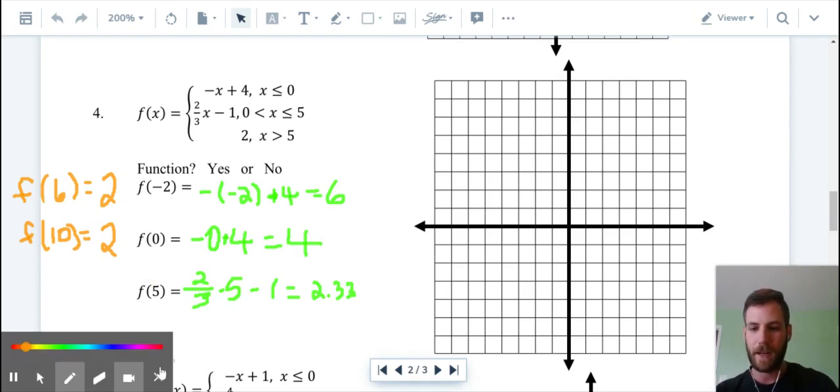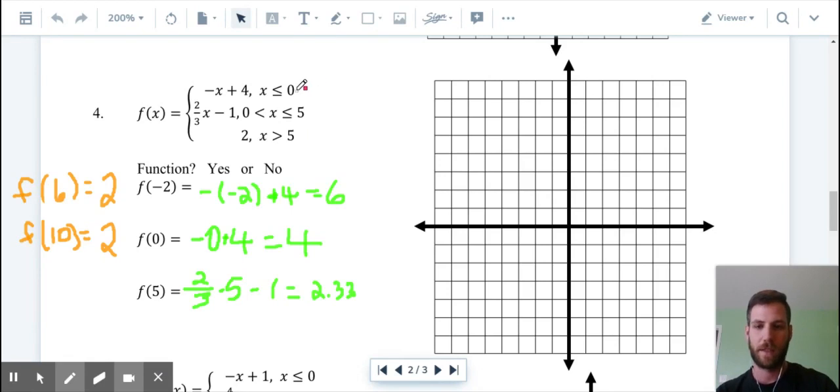Now let's get into graphing. So let's graph our first equation first. 0 is our border number. Put that into x. We already know it's equal to 4. So 0, 4 is our important point, and it is going to be closed for sure because of that less than or equal to sign. So 0, 4 is right here.